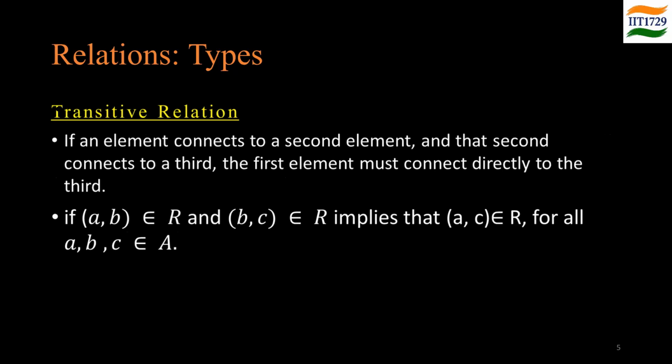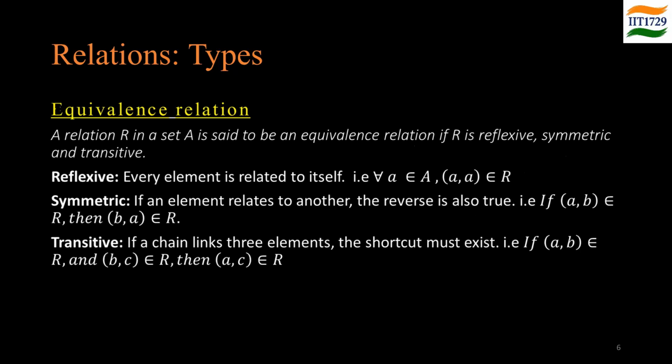A relation is transitive if, whenever an element relates to a second, and that second relates to a third, then the first element must relate directly to the third. Finally, an equivalence relation is a relation that satisfies all three properties. It must be reflexive, symmetric, and transitive.